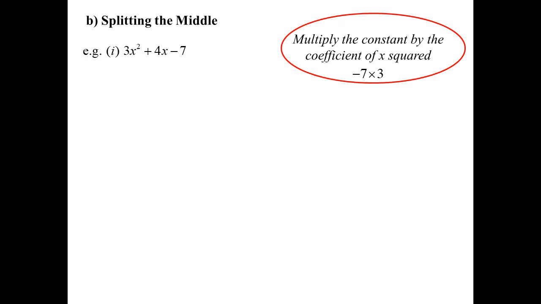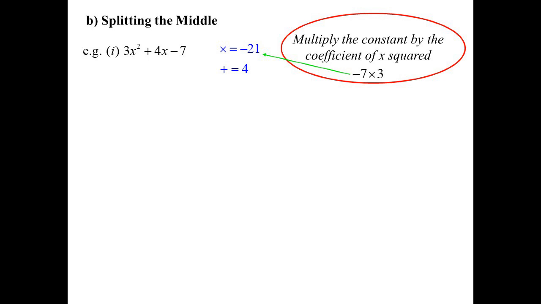Splitting the middle. This is great for when the coefficient's not 1. Now, a lot of you probably learned this method called the cross method. You may have seen it. I prefer splitting the middle because it uses the same thought process as the mnemonic ones. Because here I say, what multiplies together to give, but this is where we've got to be careful. In this one, we multiply the constant by the coefficient of x squared. So it's not what multiplies together to give -7, but what multiplies to give -21. Still adds to give the middle one though.